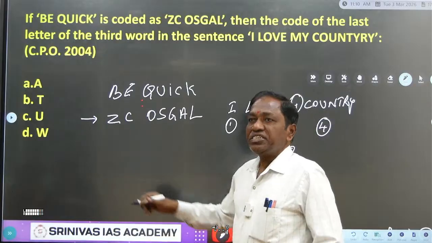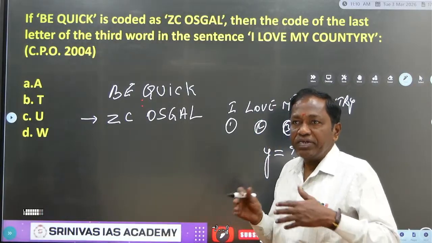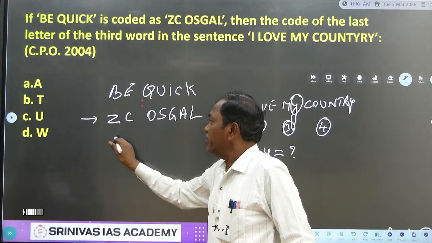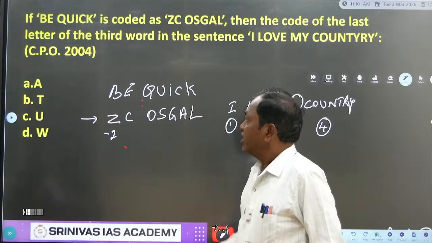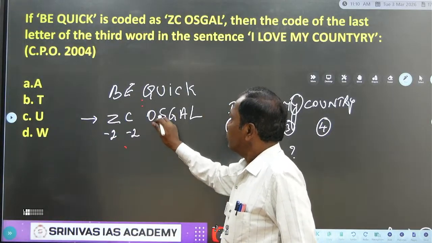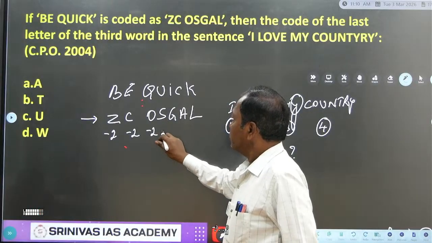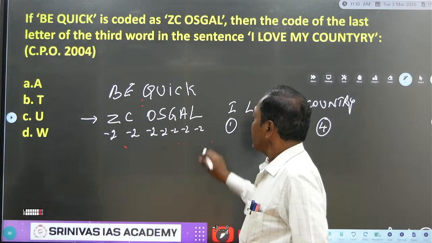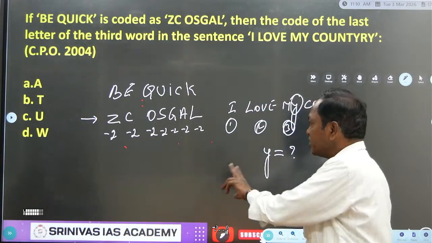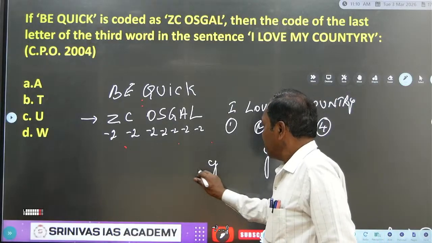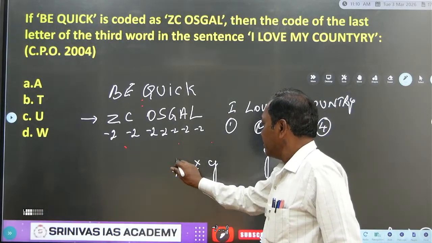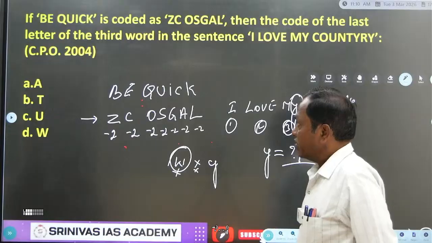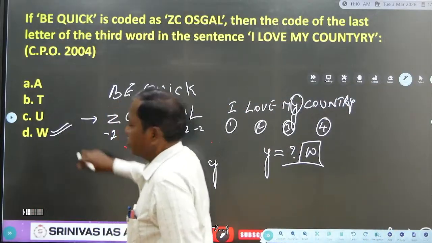I think it's a B and Z is very far. If you look at forward order, B and Z is very far. Now we can see the reverse order. After Z is what? A, B minus 2. D, E minus 2. P, Q minus 2. T, U minus 2. H, I minus 2. B, C minus 2. Minus 2, minus 2, minus 2. What is the second minus 2 for Y? Minus 1, minus 2. X, Y, W. W is the answer. Option D.